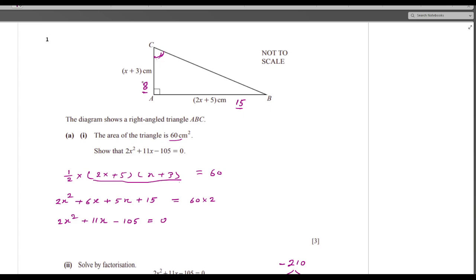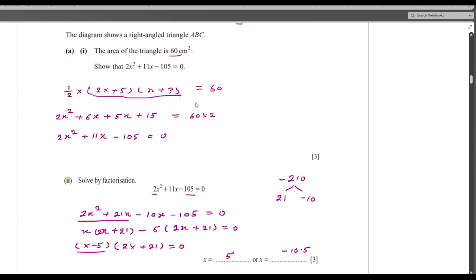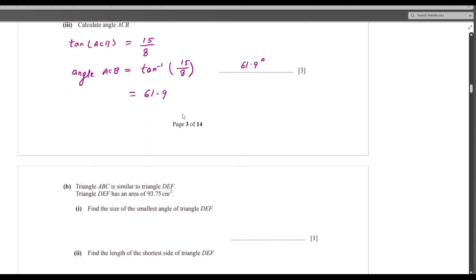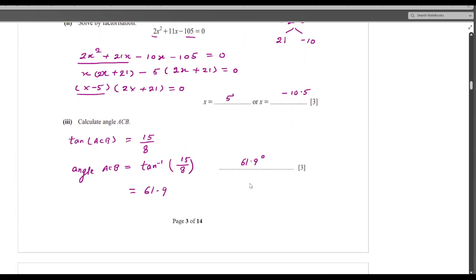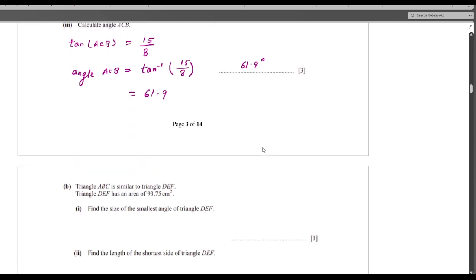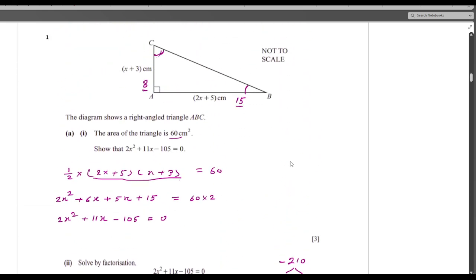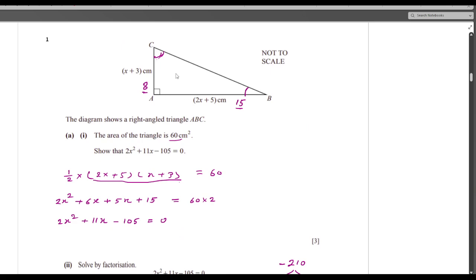Now we have a theorem which says that the angle which is opposite to smaller side is smaller. So this angle is going to be the smaller angle, and for the other triangle also, this is going to be the smaller angle. So here one angle we have already found, 61.9 degree. So the other angle is going to be 90 degree minus 61.9. Now why am I subtracting from 90? Because in this right angle triangle, one angle is 90, the sum of other two angles is 90.